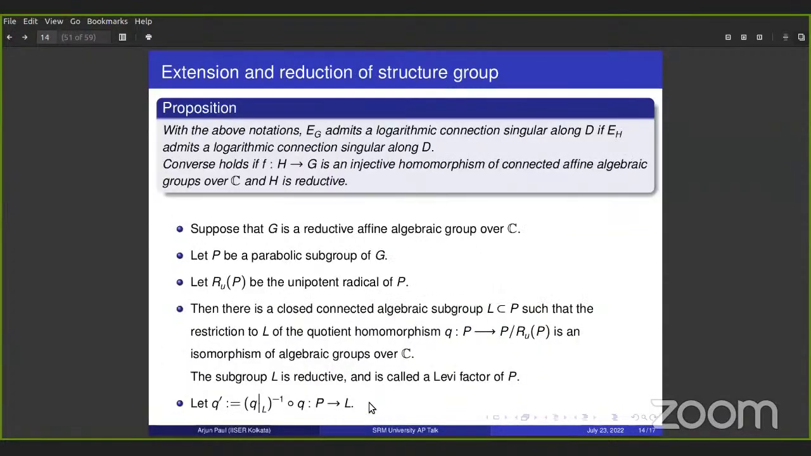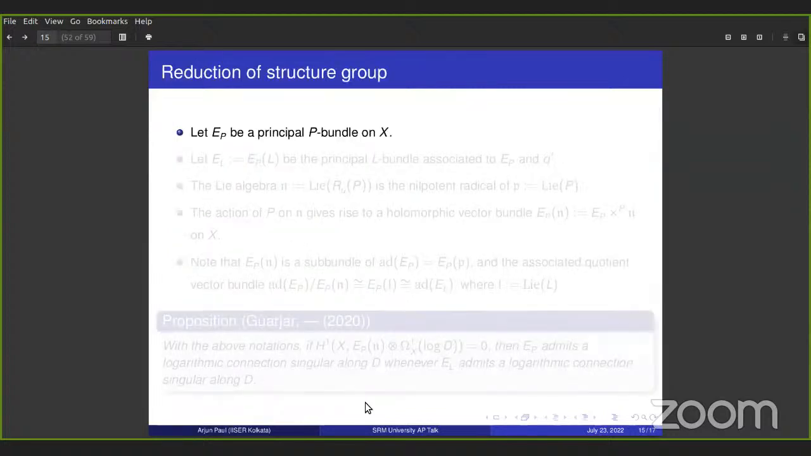Now using this homomorphism P to L, we can extend the structure group of a given principal P bundle EP to get a principal L bundle. This is denoted by EL. Okay, this is the associated principal L bundle for the principal P bundle EP, obtained by the extension of the structure group by this homomorphism Q prime.